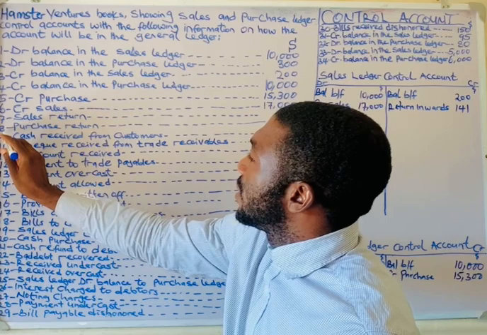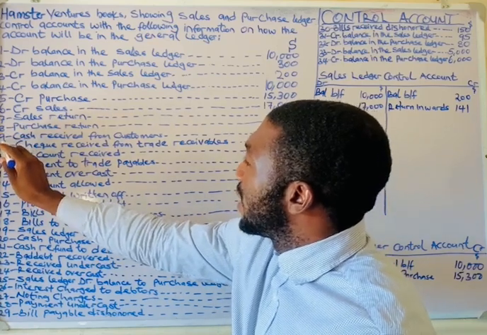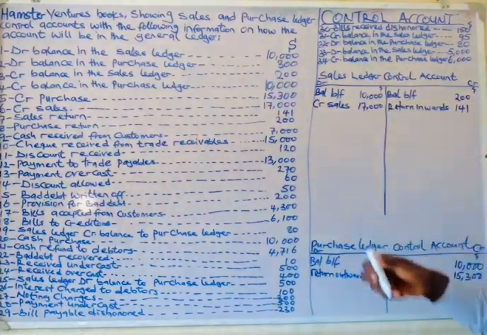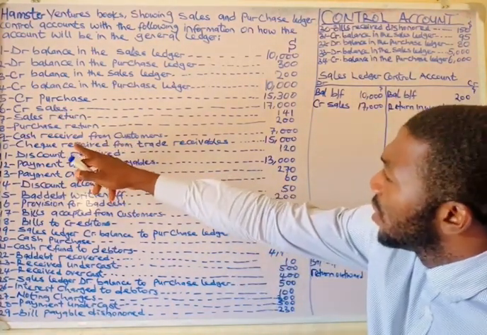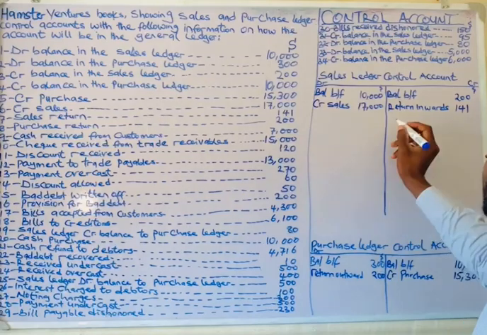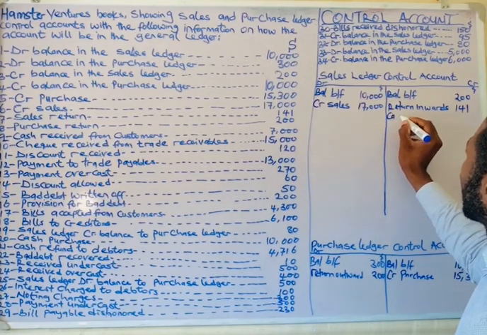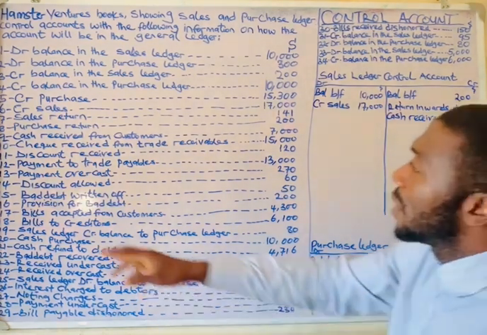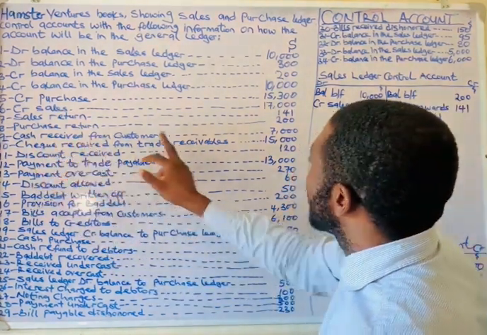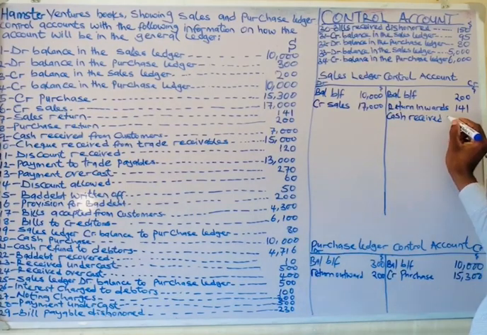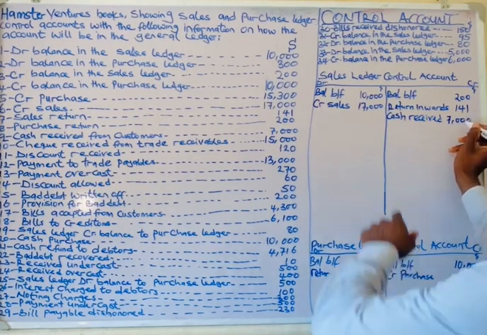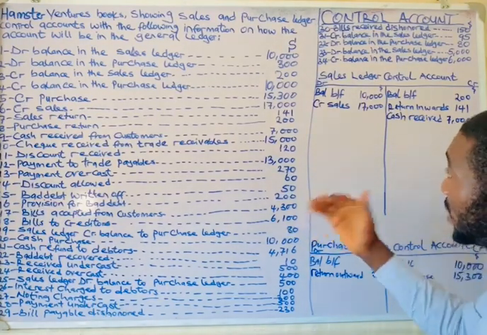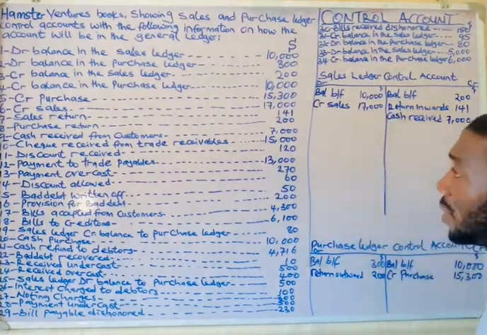So number 8, transaction 8. Number 8 is purchase return. Number 9, cash received from customer. We have received, so it will reduce this amount. We receive cash from customer. Say cash received. So cash received from customer, we receive $7,000. So it will reduce this amount that we have to receive from them. So they are paying us. They are reducing, settling this amount.